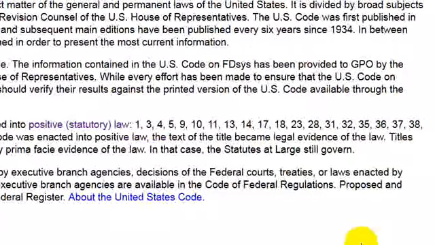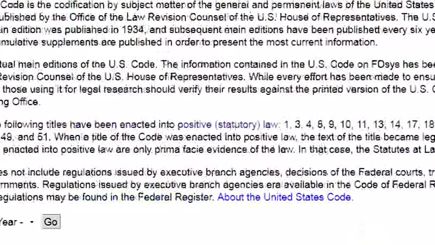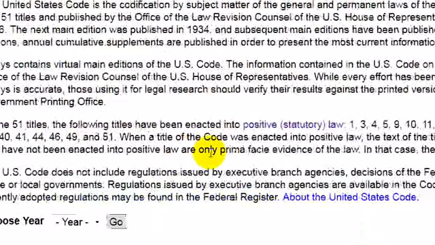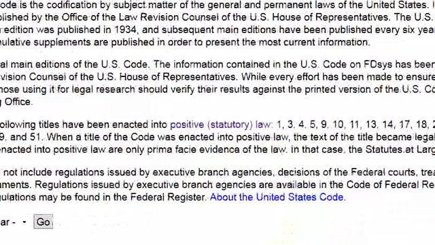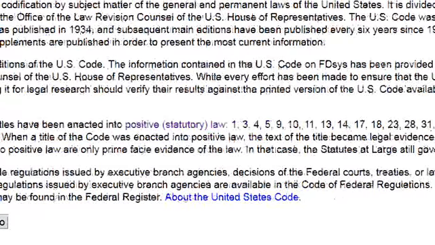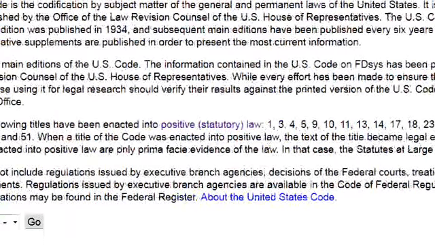So it says again, titles that have not been enacted into positive law are only prima facie evidence of the law. So that means by what authority you need to rebut or contradict if you're dealing with certain issues where individuals are asserting a claim against you, have them prove that in law. Okay, I'm not going to go any further into that. Again, that's a whole other video as well, just talking about taxes.